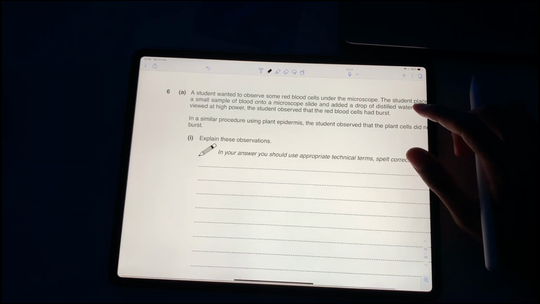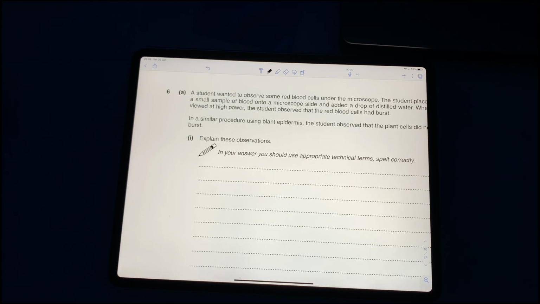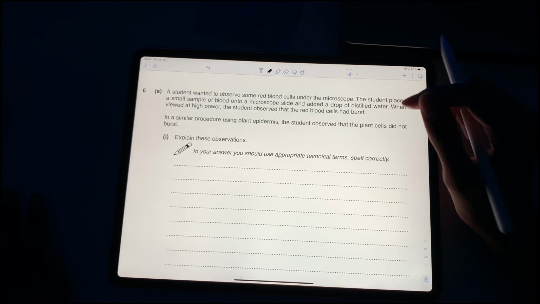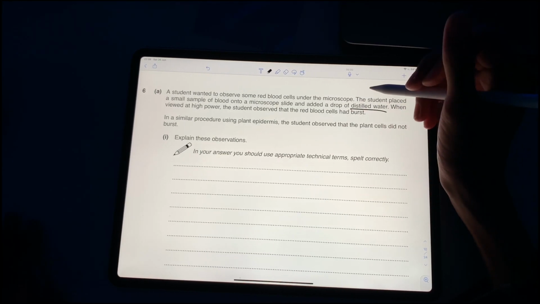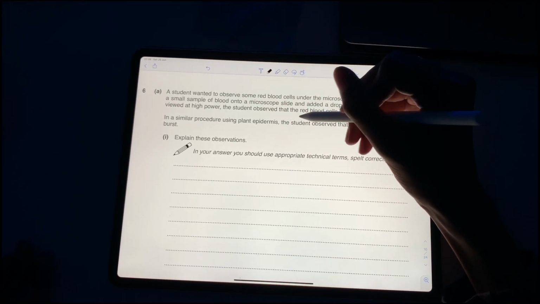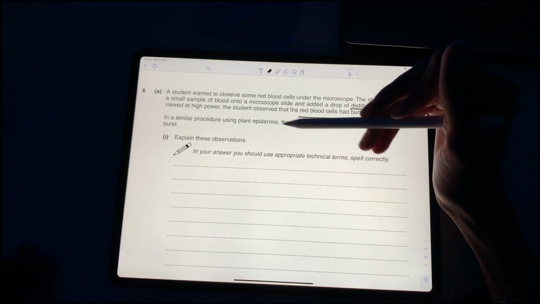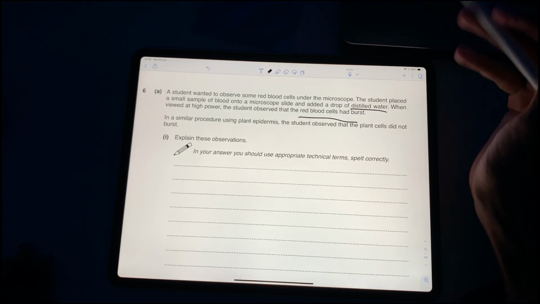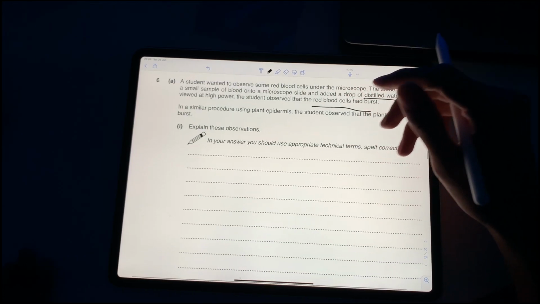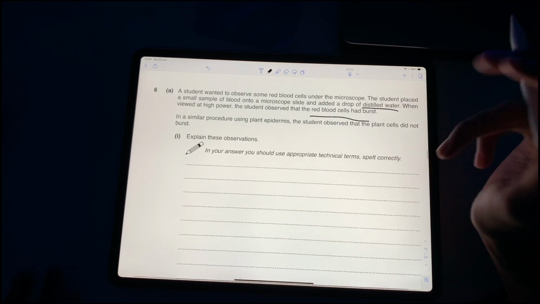I don't know. Okay, a student wants to observe some red blood cells under a microscope. The student placed a small sample of blood onto a microscope stand and added a drop of distilled water. When viewed at high power, the student observed the red blood cell had burst. Yeah, because of osmosis. In a similar epidermis, the student did not burst. Okay, I remember doing this in GCSE, but it's a 5 marker. So let's just try doing this.